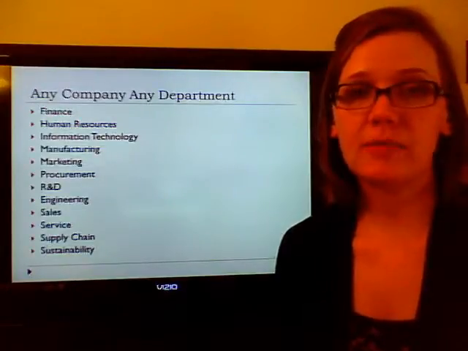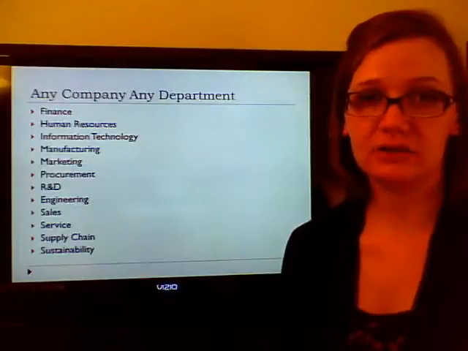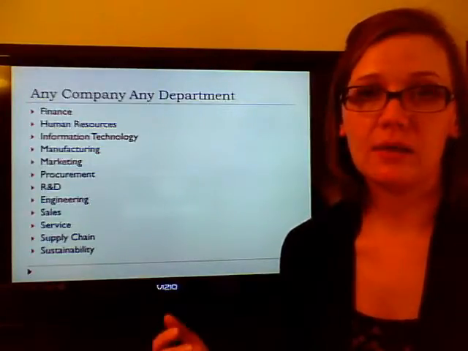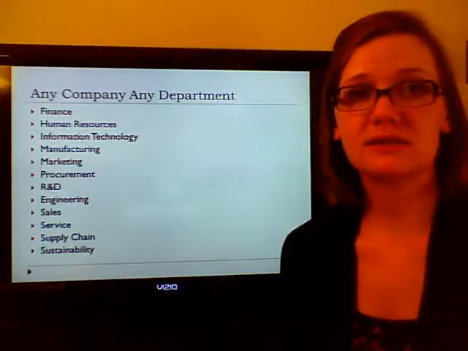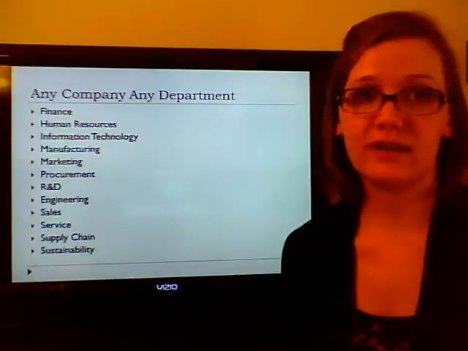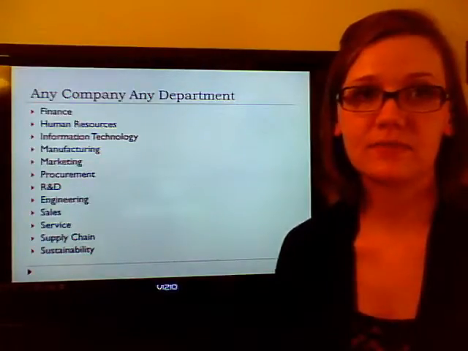Any company, any department can use SAP, especially business intelligence. Along their lines of business, they had functions with finance, human resources, IT, manufacturing, marketing, procurement, research and development, engineering, sales, service, supply chain, and sustainability.